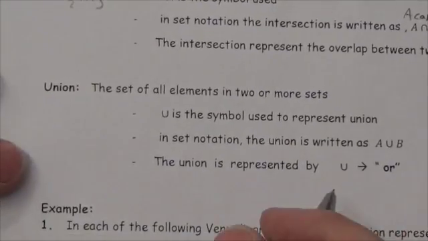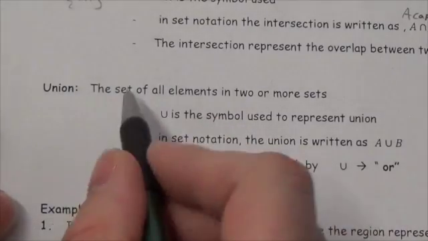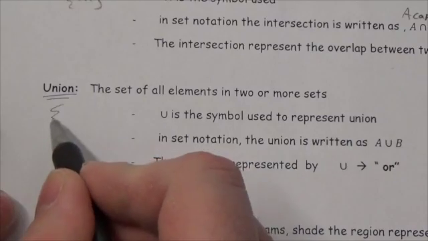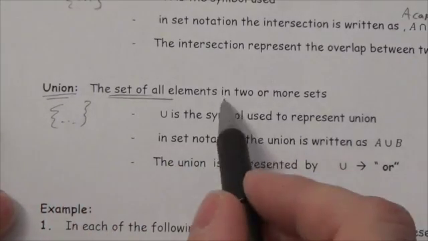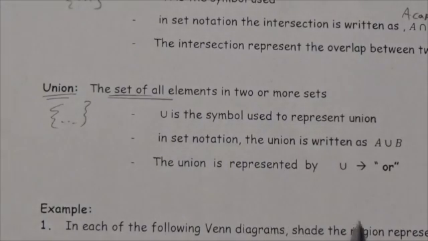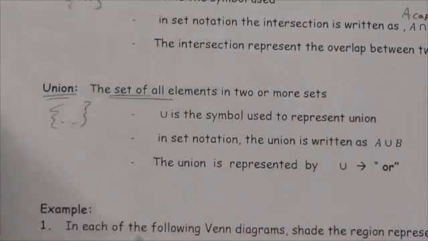Now, the other operation here is a union. Okay, and the union again is a set. We're going to have objects inside here. In this case, it's the set of all elements in two or more sets. So what it is here, it's not the ones that are necessarily common to both those sets, but it's the elements that are in those sets together, taken as a whole.